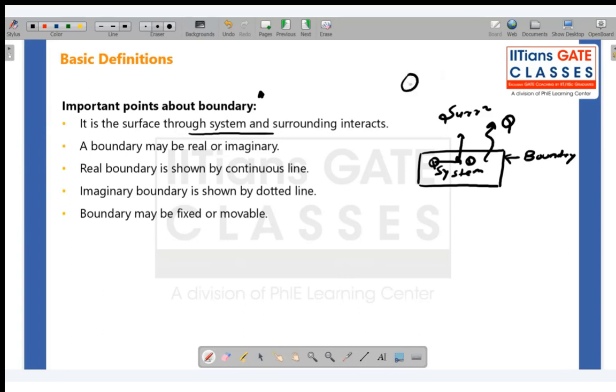If heat transfer is happening outside, in the surrounding, from one body to another, it does not matter. We are not going to focus on this. We are only going to focus on what heat transfer is crossing the boundary. That's all. Okay.